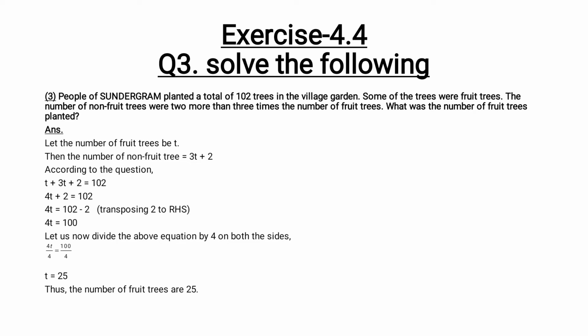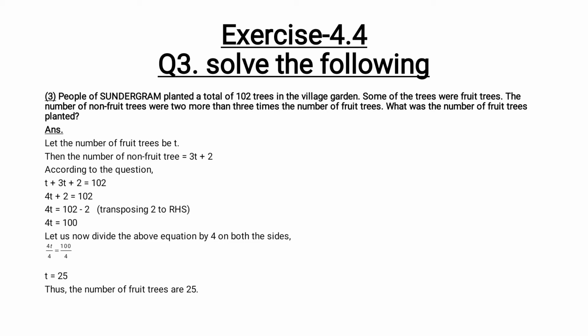So if we go by the question, t plus 3t plus 2 will be equal to 102. Thus 4t plus 2 is equal to 102. Therefore 4t is equal to 102 minus 2. Here we transposed 2 to the right hand side and thus its sign changed to minus. Thus 4t is equal to 100.